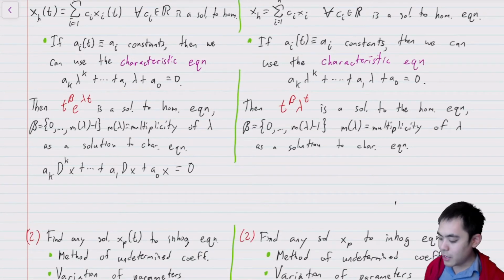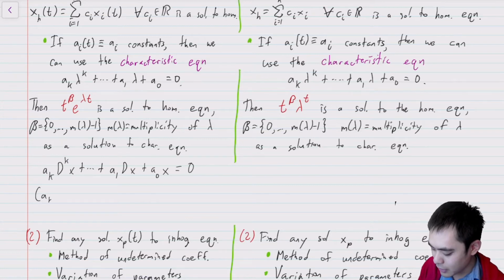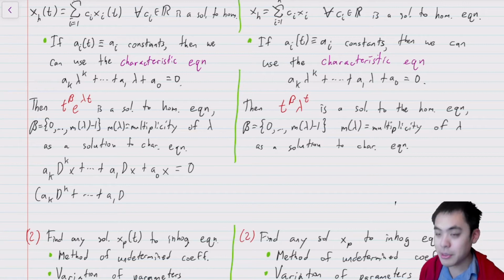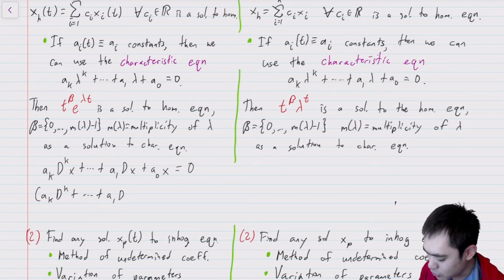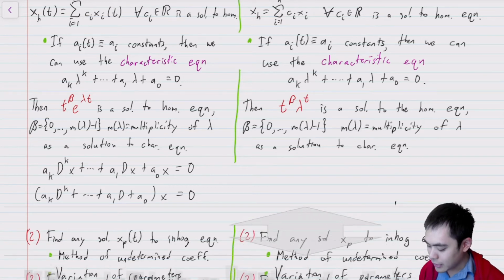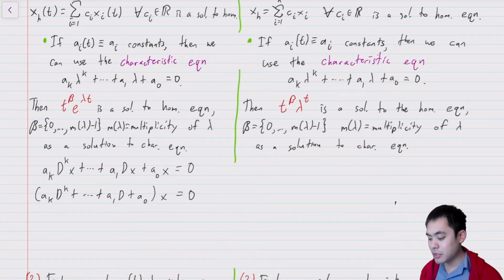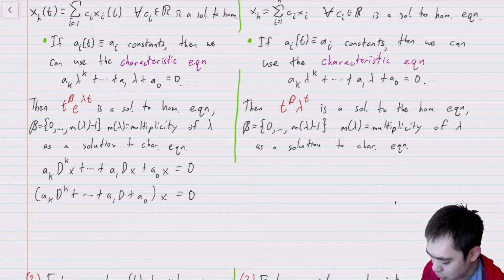And so now, if you then factor out the x, basically you end up with something like a_k D to the k plus ... plus a1 D plus a naught applied to x is equal to 0. This depends on the linearity of the differential operator, and so we won't go into this in too much depth. And you'll notice here that this is precisely the characteristic equation. And so if you have a root of the characteristic equation, you can factor the characteristic equation.